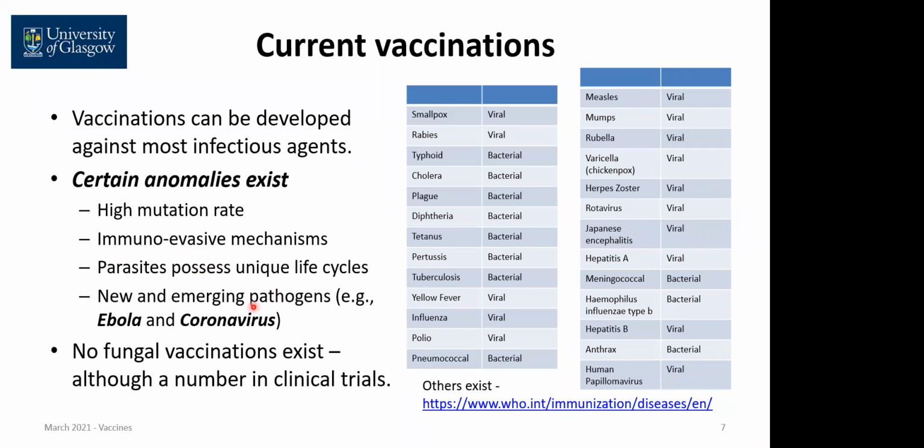We've talked about the parasites and, of course, new and emerging pathogens. So certain organisms that we don't know too much about, it's very difficult to create vaccines against them, at least efficiently, and of course in a short space of time. So things like Ebola and coronavirus in recent years are great examples of these. But the take-home message here is that the vast majority of vaccinations that are within circulation are specifically for bacteria and viruses.